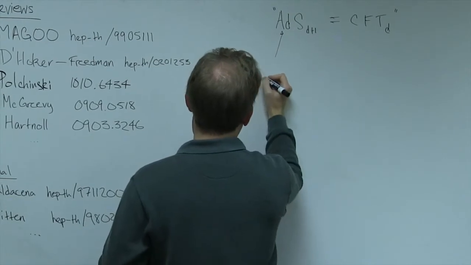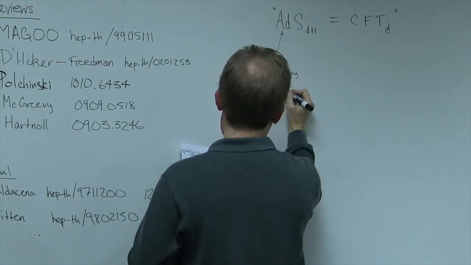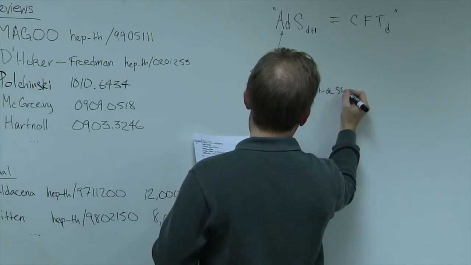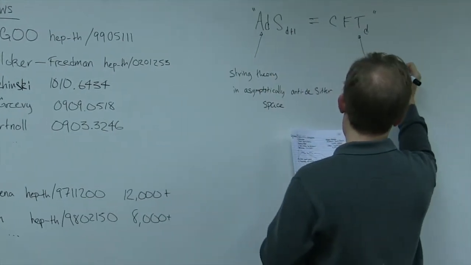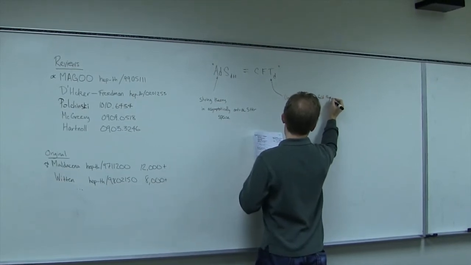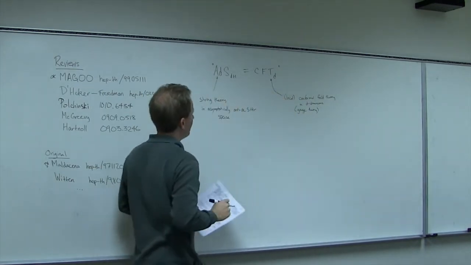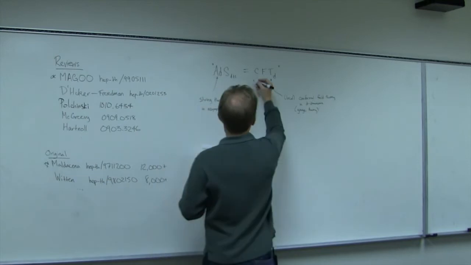On the left-hand side, string theory or quantum gravity in asymptotically anti-de Sitter space. And on the right-hand side, we'll have a local conformal field theory in D dimensions. This will be a gauge theory, typically. So on the left-hand side, we have a theory of gravity in D plus one dimensions. On the right-hand side, we have a local field theory in D dimensions. And then what do we mean by the equal sign?